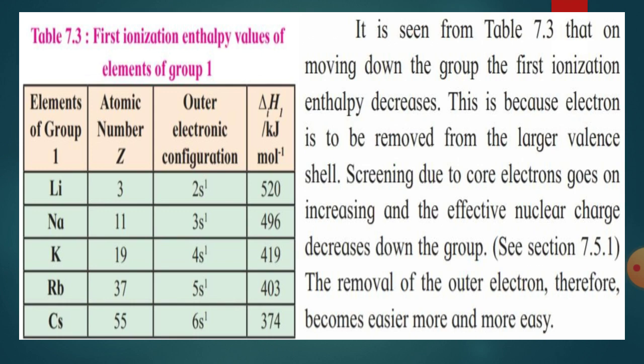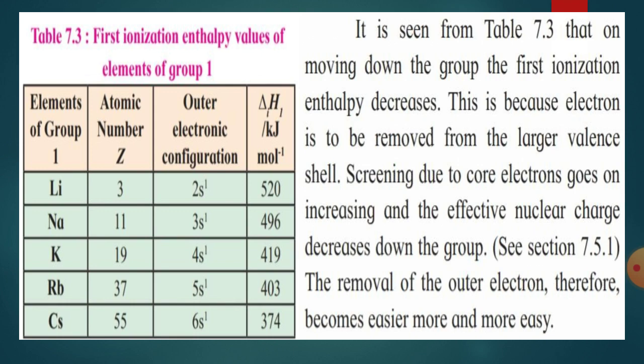Why? Because the number of shells is increasing. For lithium it is 2 shells, sodium 3, potassium 4, and so on. So the number of shells is increasing, and the electron is to be removed from a larger valence shell. And screening due to core electrons goes on increasing.